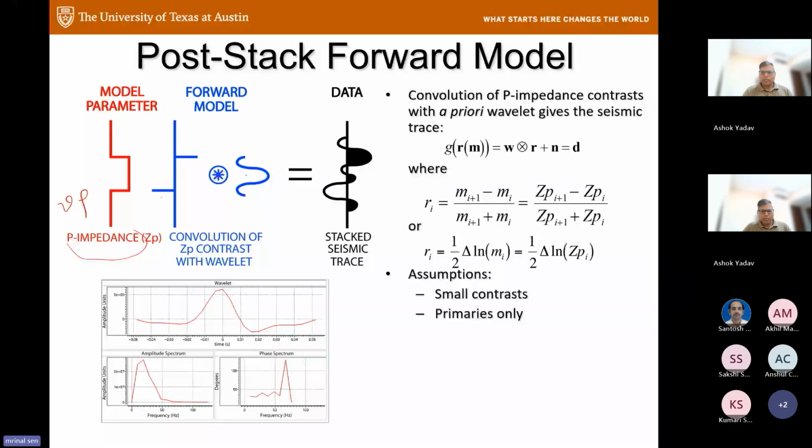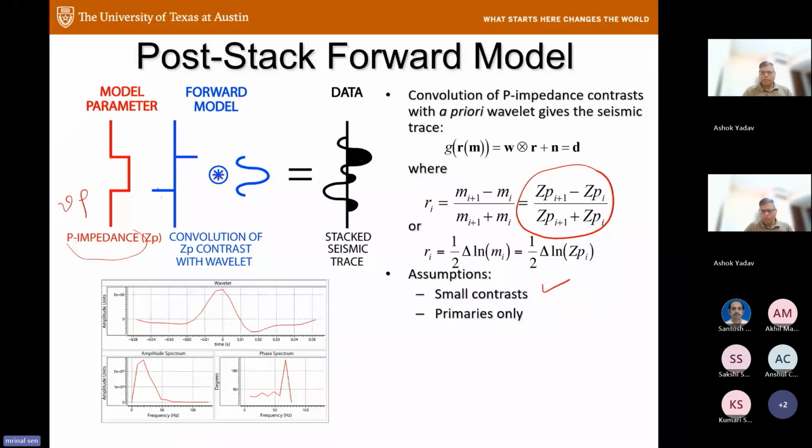So what is the amplitude of these reflection coefficients? This is essentially the contrast in impedances. So (Z2 minus Z1) over (Z2 plus Z1). And it assumes small contrast. And in this convolution model, we assume that there are no internal multiples. So we take this and convolve it with a wavelet, and that gives us a seismic trace. This is our synthetic seismic trace.